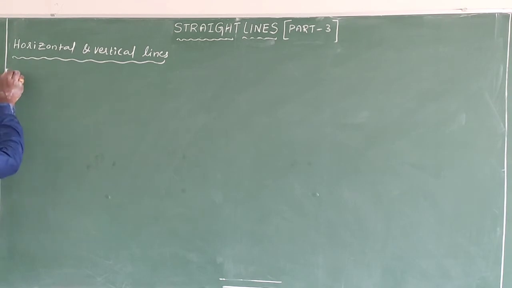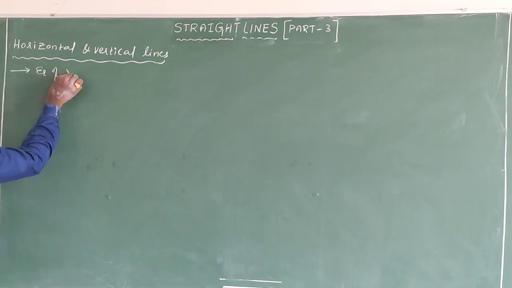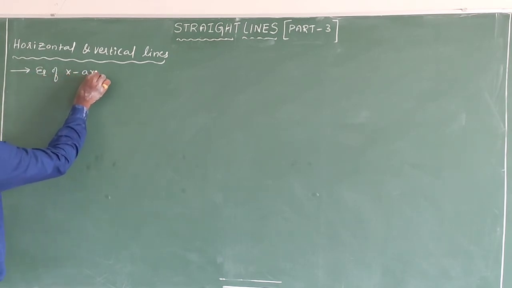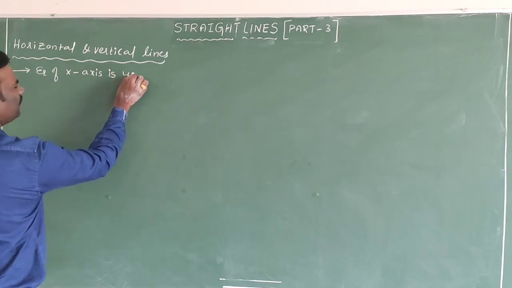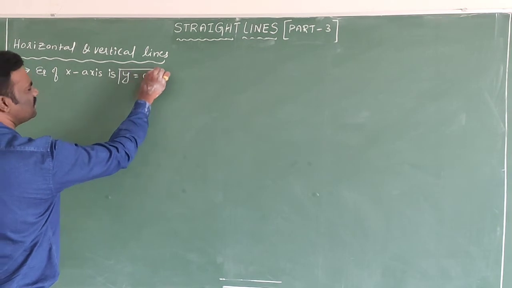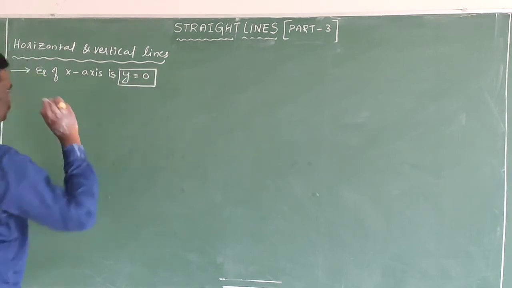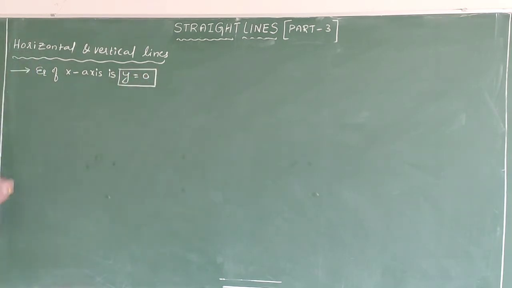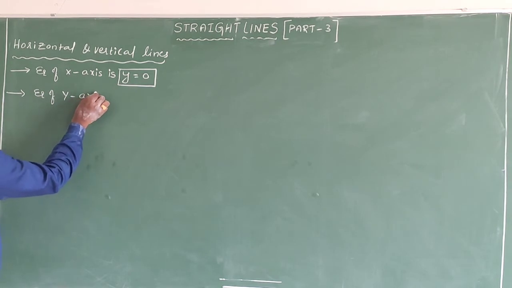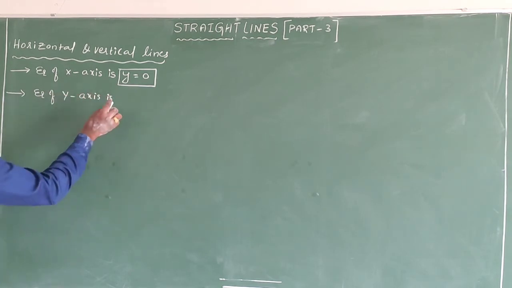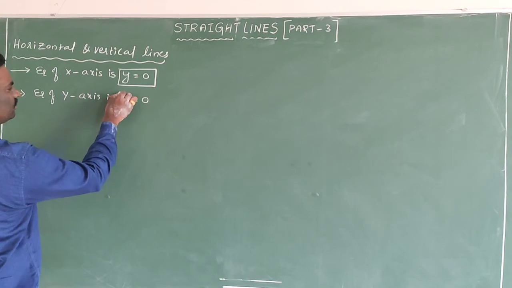First, equation of x-axis is y equals to 0. This is equation of x-axis. Next, equation of y-axis, that is x is equal to 0.